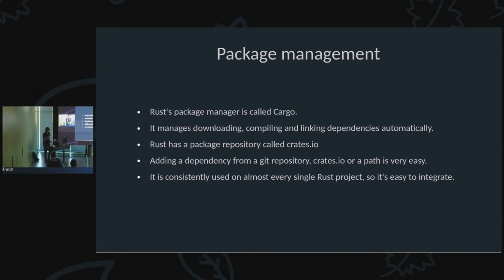Also adding a dependency from a Git repository or a path is very easy. So you can have multiple projects in a Git repository and simply have them as dependencies on each other. It is also consistently used on almost every single Rust project. So you can have a cargo project, and every other project basically that you will ever encounter will also have cargo.